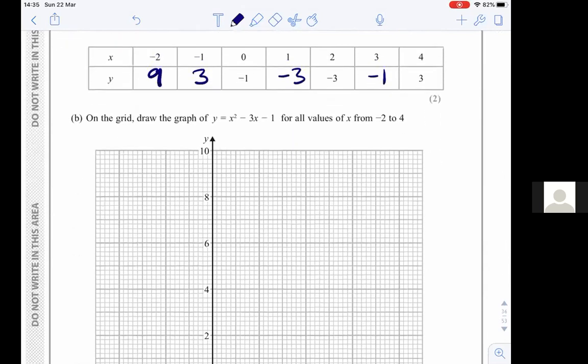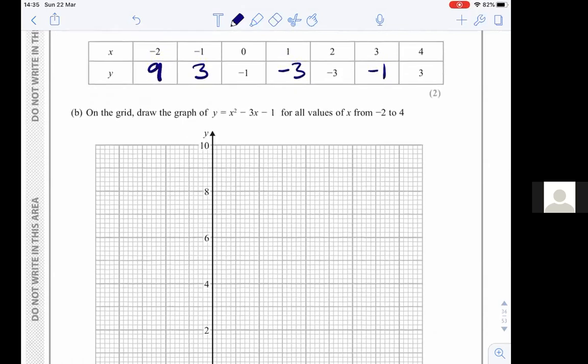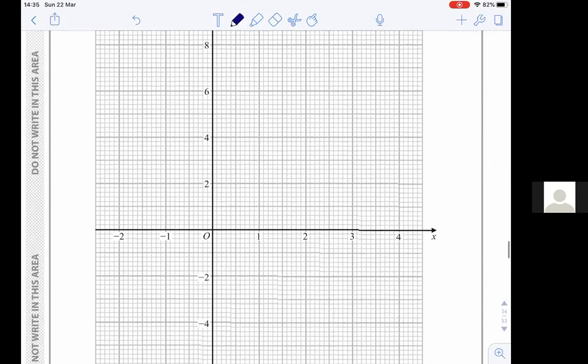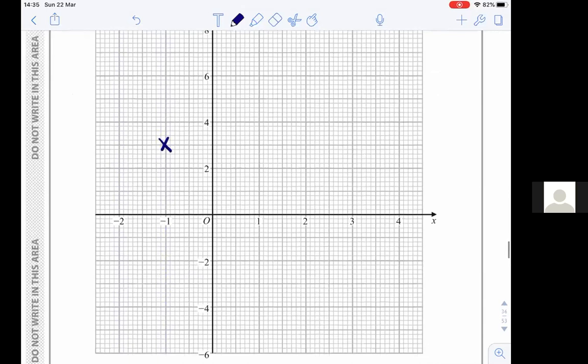So if I plot these points on the graph below, -2, 9 is going to be here. -1, 3 is going to be here. Make sure your points are really clear. 0, -1 down here. We should end up with some symmetry. 1, -3, 2, -3, 3, -1, and 4, 3.